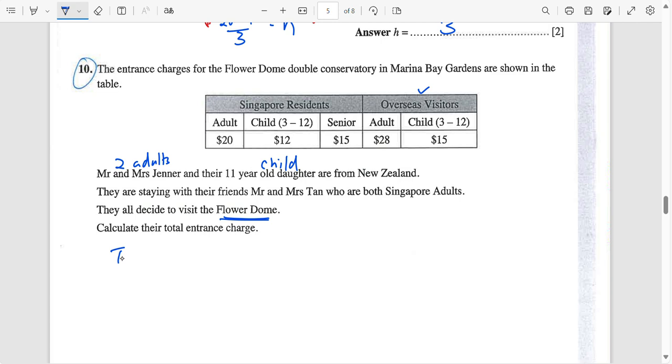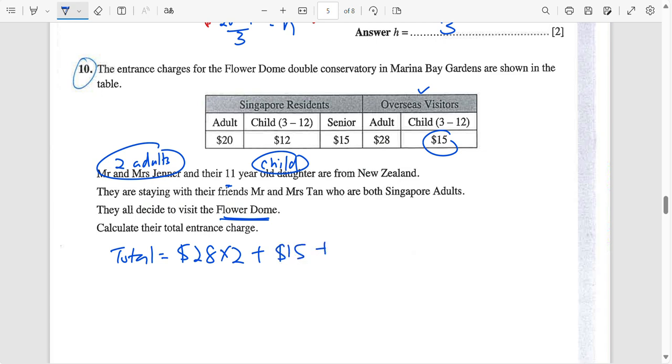So total, right? What you do is the two foreigner adults are $28. So you take $28 times the two adults. You add the child, which, because she's 11 years old, is $15. Then there are Mr. and Mrs. Tan, Singapore adults. So they are $20 for two persons. So you take $20 times two. And what you have is $111.